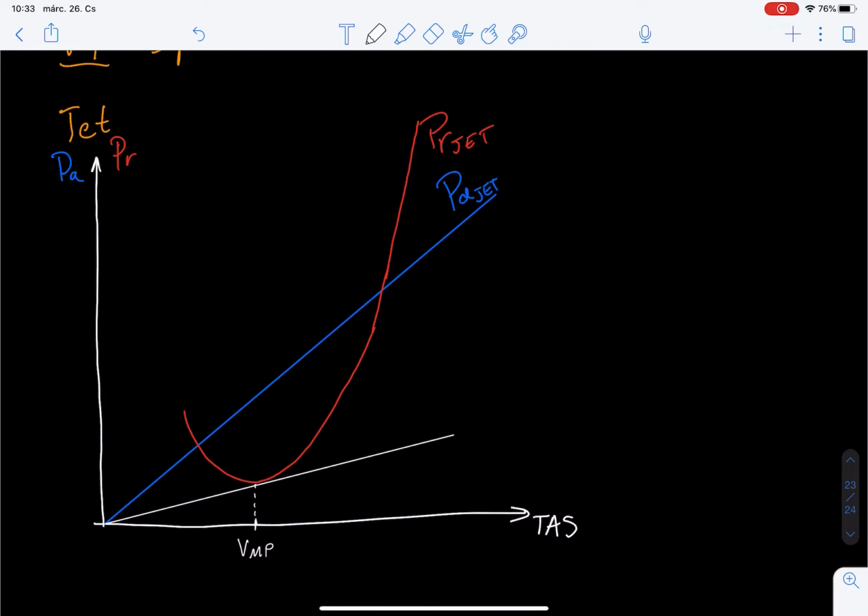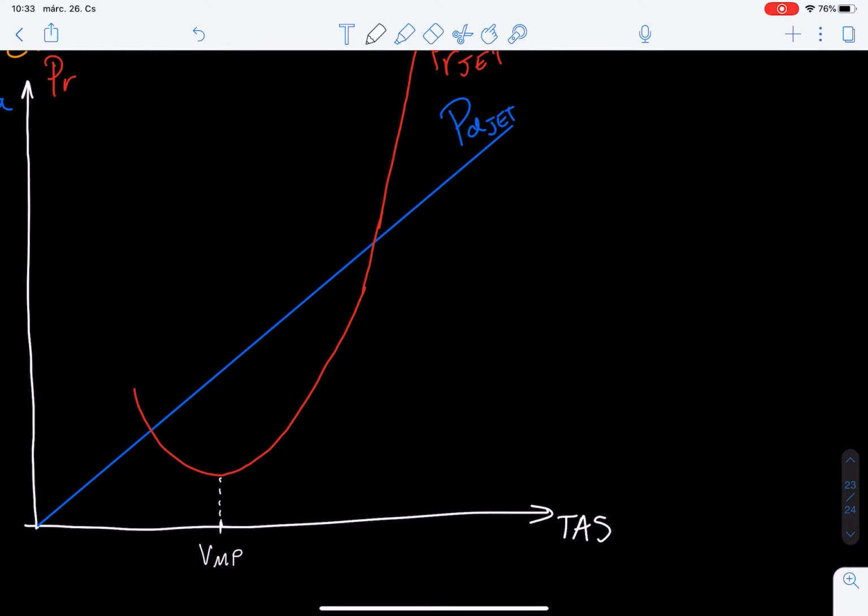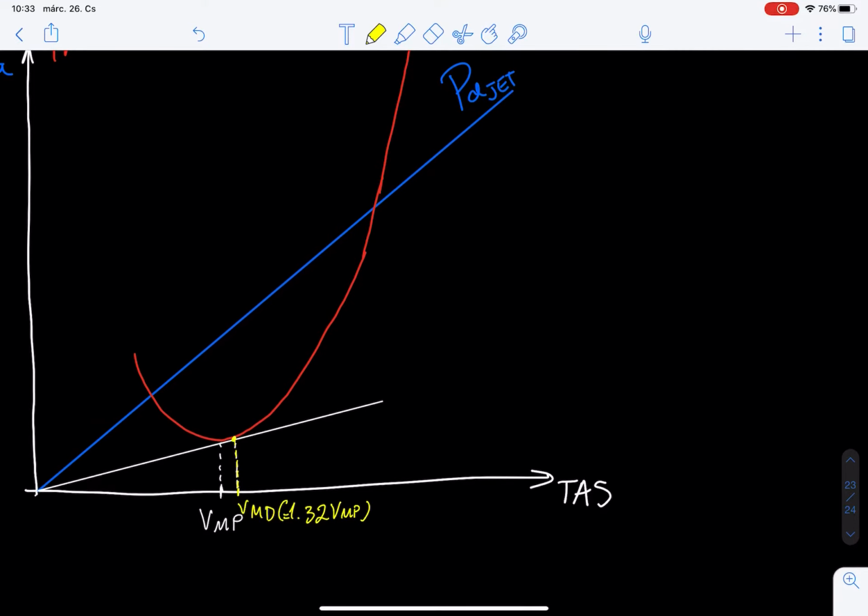but you can see that it's approximately a bit right of the VMP, so it touches the curve somewhere right here. So this would be your VMD in this curve, VMD for the jet, which is 1.32 times the VMP. Right, because it's in the tangent, it touches the curve at one point.